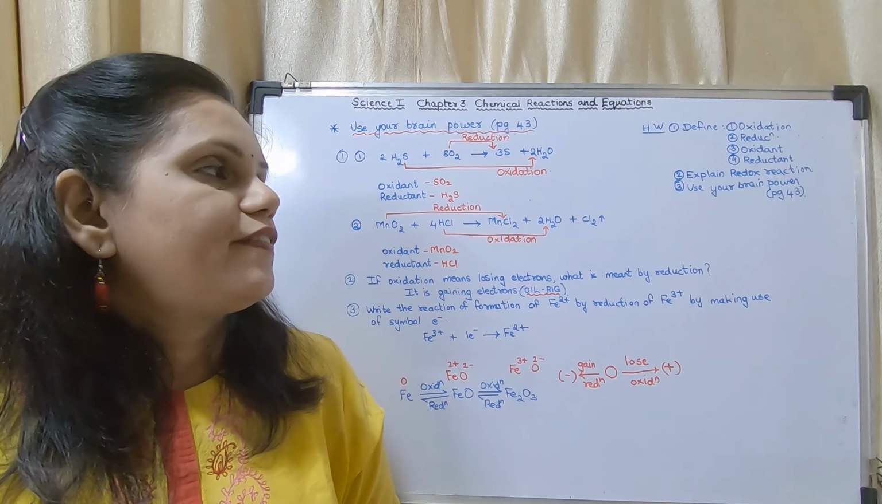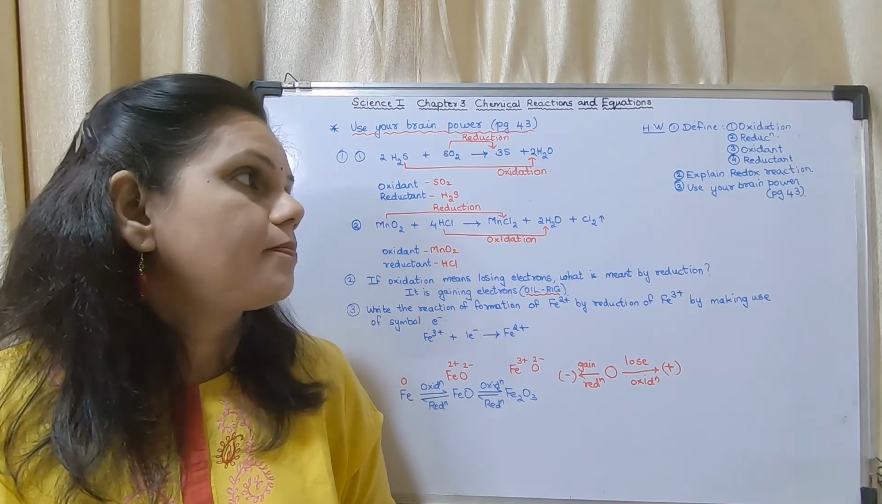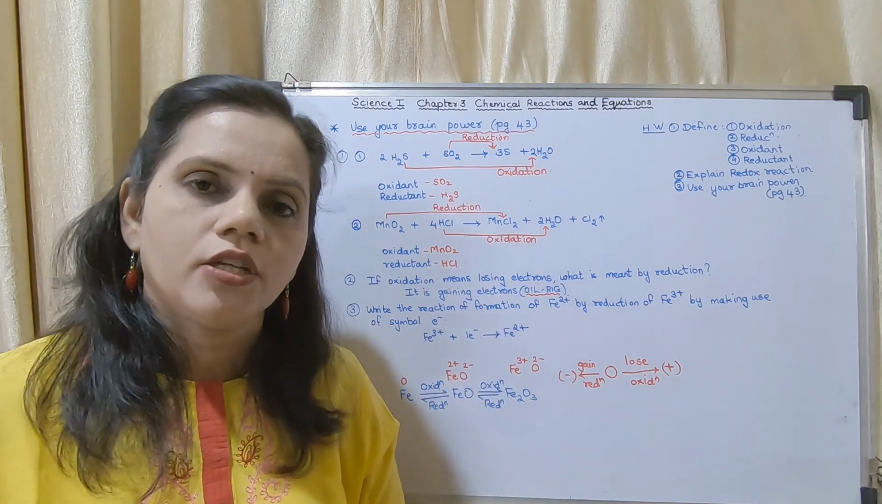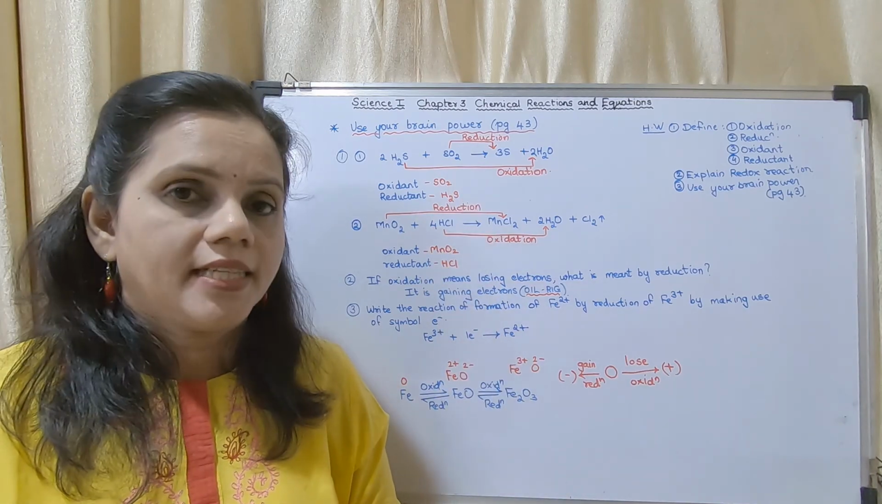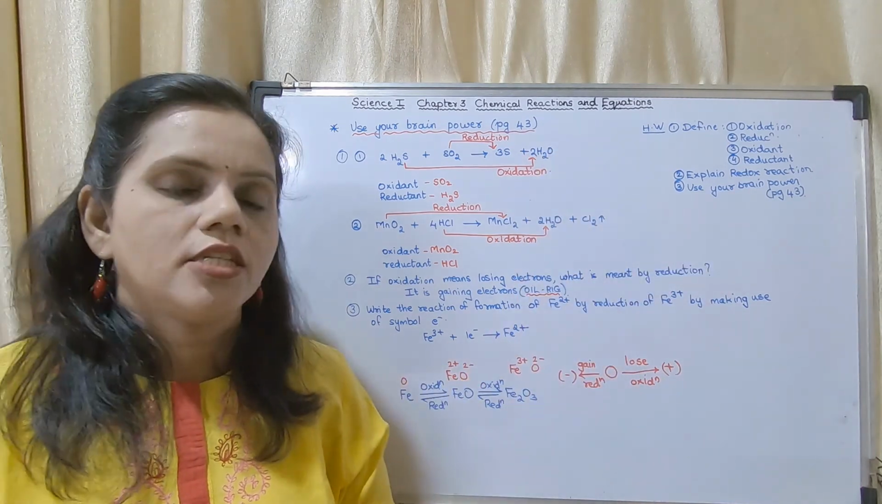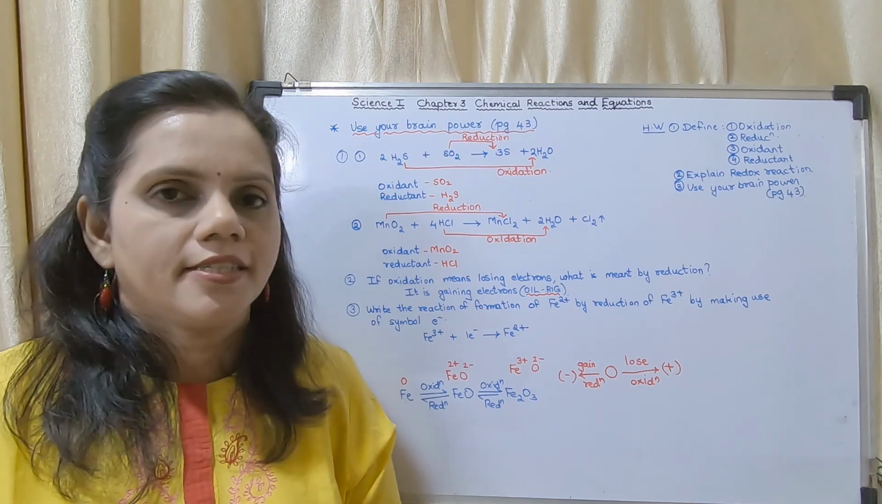Homework: define oxidation, reduction, oxidant, reductant. Explain redox reaction. For that, whatever I had written on the board, you may write that. With example, you have to write. Use your brain power. These questions are a very important part of the chapter. Okay, you may learn this part.